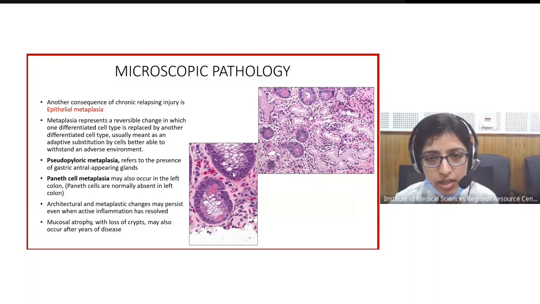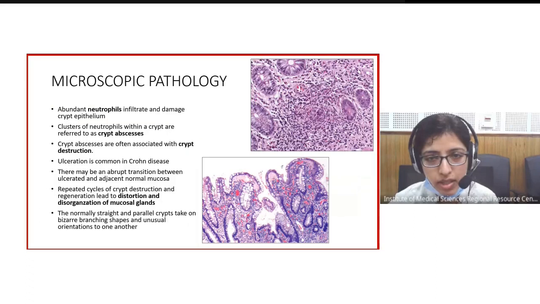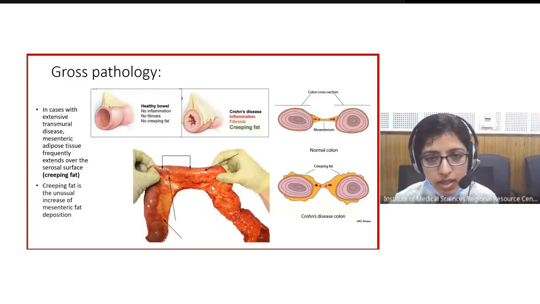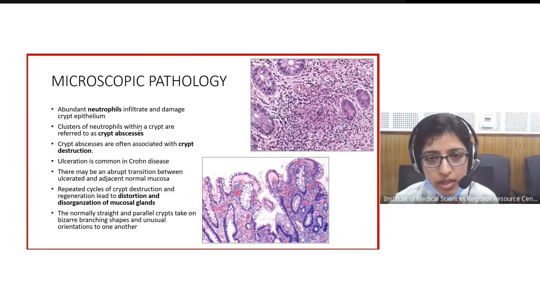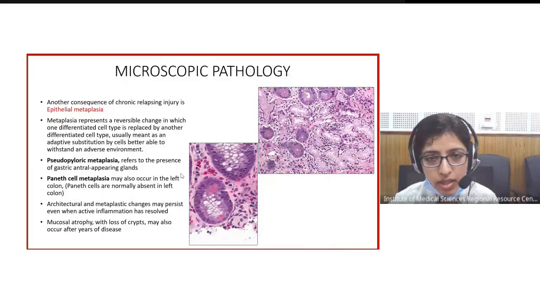Then here we see Paneth cell metaplasia. Now Paneth cells are normally seen in the small intestine. Here we see these reddish cytoplasmic granules. These are the Paneth cells. These are present normally in the small intestine, and they are also seen to some extent in the right-sided colon, that is the ascending colon, but they are not seen in the left-sided colon. So when these start appearing in the left colon, it is called Paneth cell metaplasia.